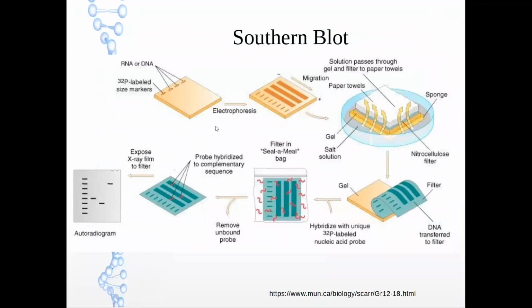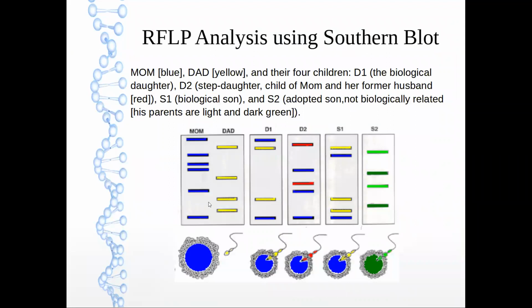So, another view of your electrophoresis step. The additional step here is the transferring to the filter and the use of radioactive, or rather labeled, probes. Now we have RFLP analysis with your Southern blot. This is restriction fragment length polymorphism with an additional step, which is the Southern blot. So this is how you actually identify paternity.